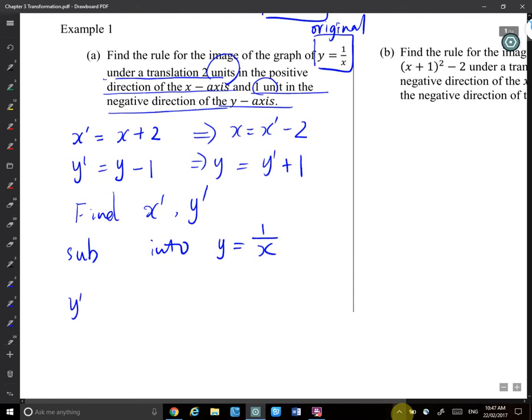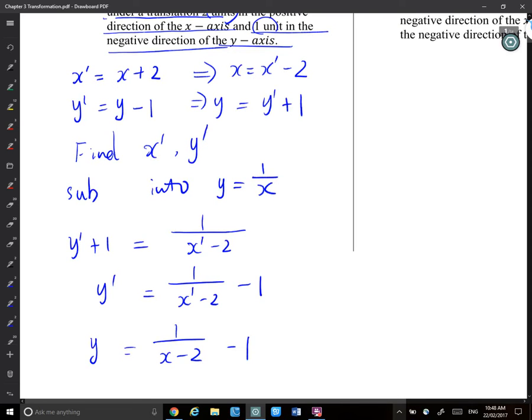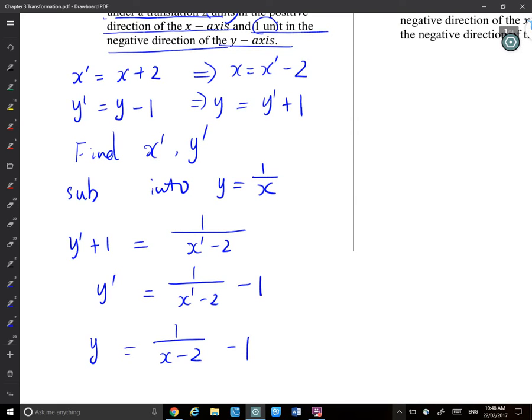So y equals y dash plus 1, and 1 over x dash subtract 2. So your y dash will equal 1 over x dash minus 2 and then subtract 1. So the resultant function will be 1 over x minus 2, subtract 1. Okay, so that's the basic. That's how I use the mapping method to do all the types of questions.